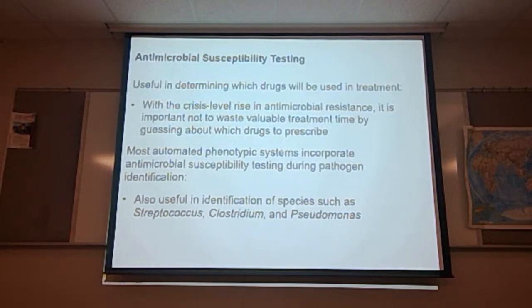Most of the automated phenotypic systems incorporate antimicrobial susceptibility testing during their pathogen identification. This type of test is also very useful when you start to identify species such as the Streptococcus organisms, Clostridiums, such as C. diff, and the Pseudomonas organisms.